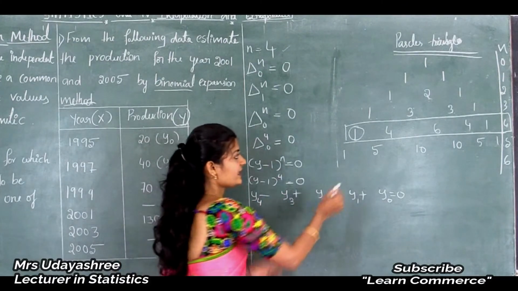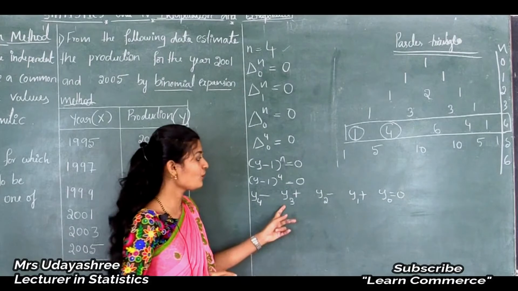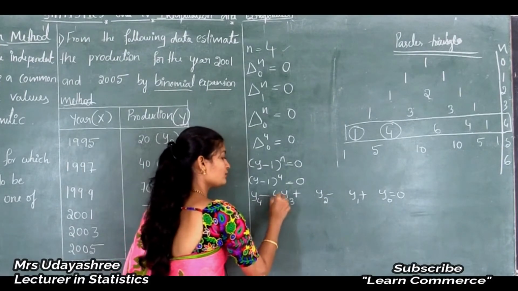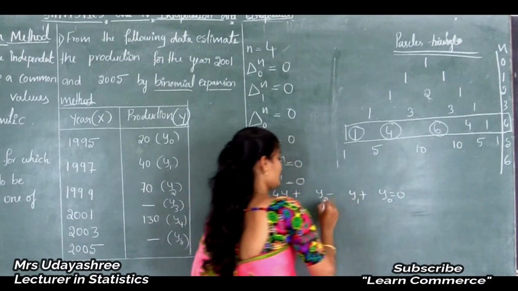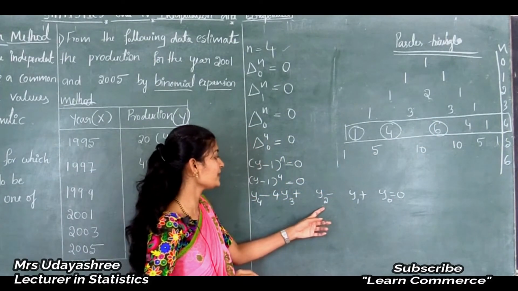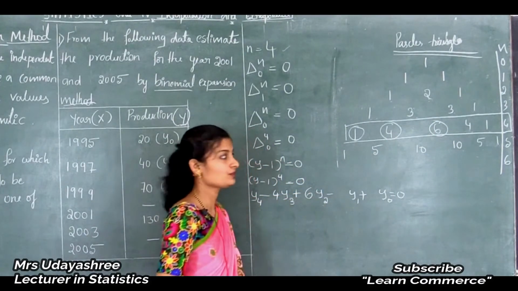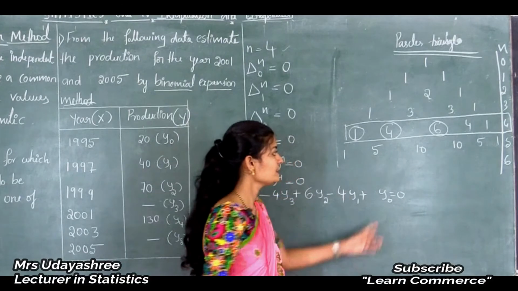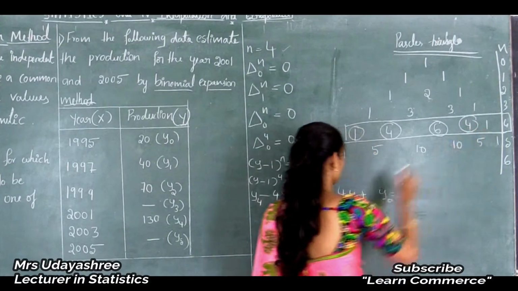Next, the second one is 4, so 4 into y3, that is 4y3. Next, 6 into y2 is 6y2. Next, 4 into y1, that is 4y1. Next, y0 into, so is this one over? 4 into y.